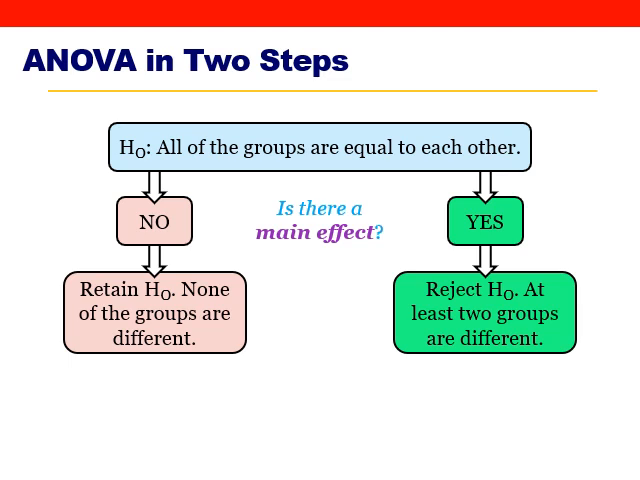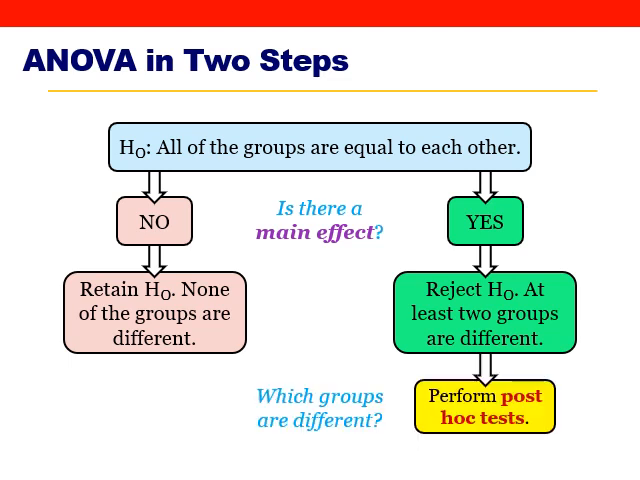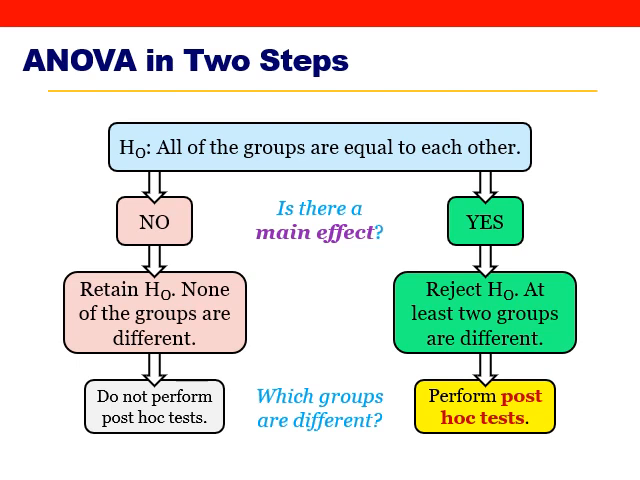However, if we find a main effect, that does not immediately tell us which of the groups are different from each other. All it tells us is that at least two of the groups are different, but it doesn't tell us which ones. In order to then determine which groups are different from each other, we have to carry out a second step called post hoc testing, which is something that we'll talk more about on Thursday. If we did not find a main effect, we already know that none of the groups are different, so we do not need to perform post hoc testing.